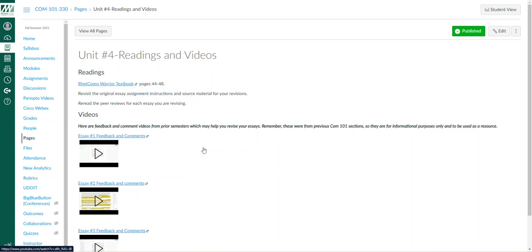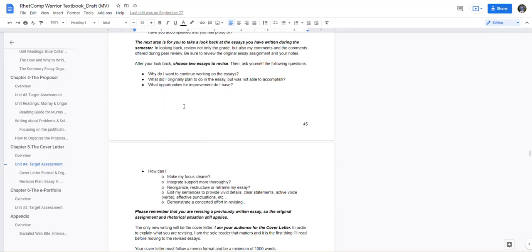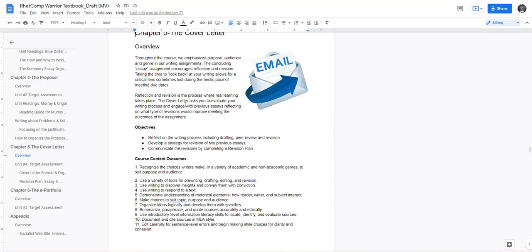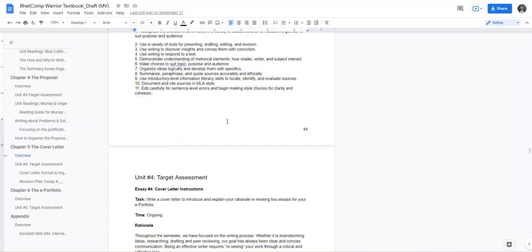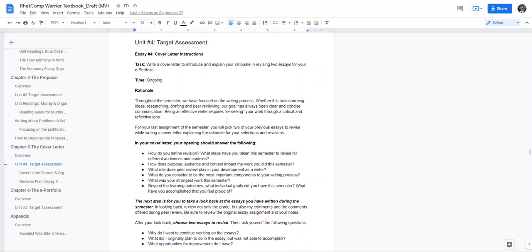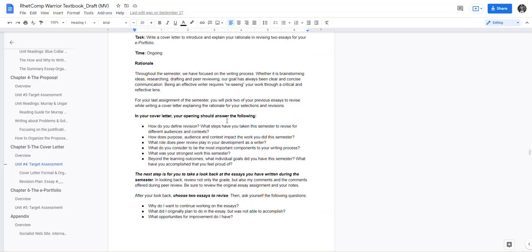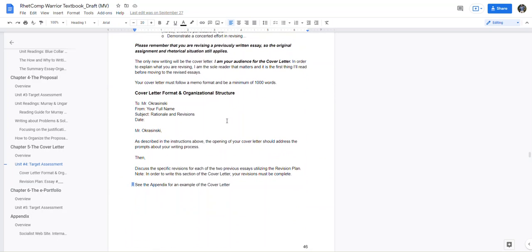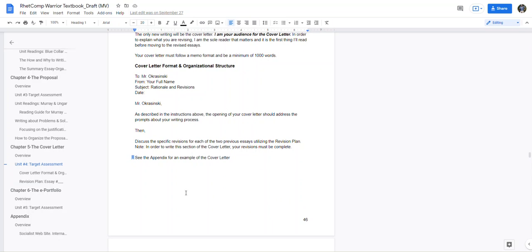Here we have the typical readings in the Rhetoric Warrior textbook. You will notice here, chapter 5 about the cover letter is pretty short. I urge everyone to read through the introduction and the objectives and the outcomes here. I'll cover the assignment in a little minute because it's kind of tied to discussion board number 16. So you're going to want to pay attention to not only the discussion board coverage and also the assignment coverage.